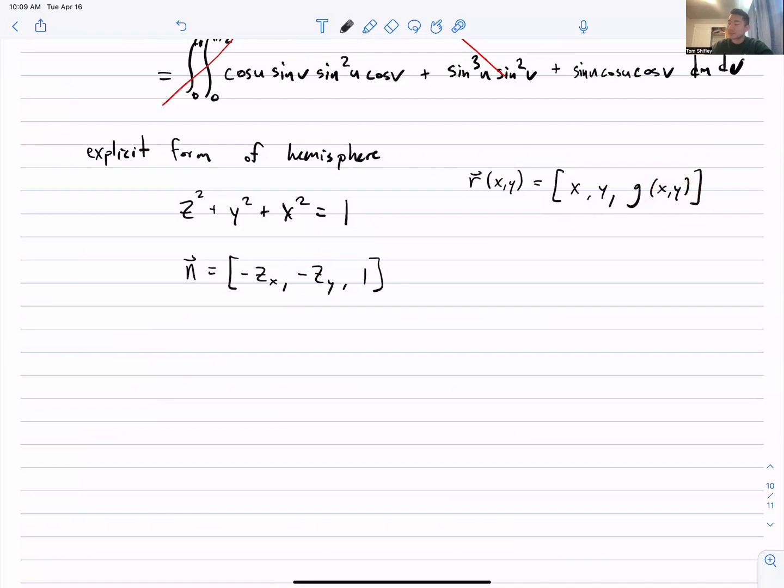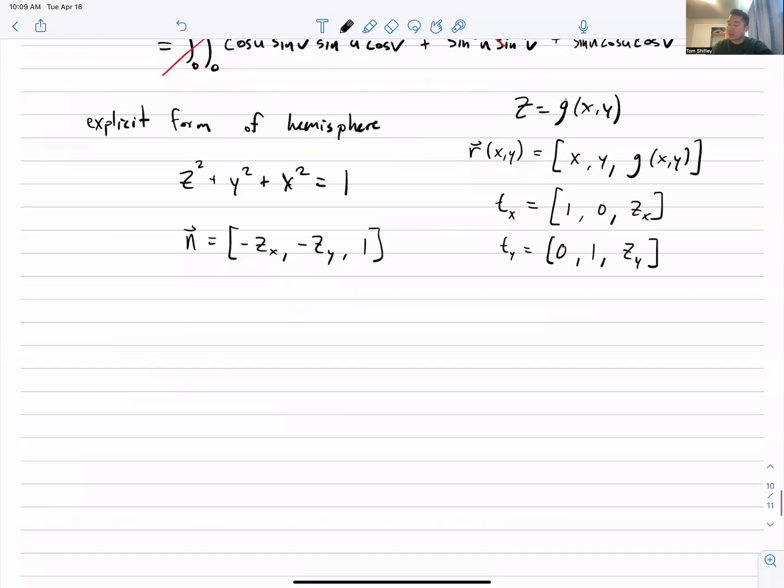So real quick, where this comes from. T sub x is going to be 1, 0, and then z sub x. And what's T sub y going to be? It will be 0, 1, and then z sub y, because if z is equal to g of x, y, you can do it like this.